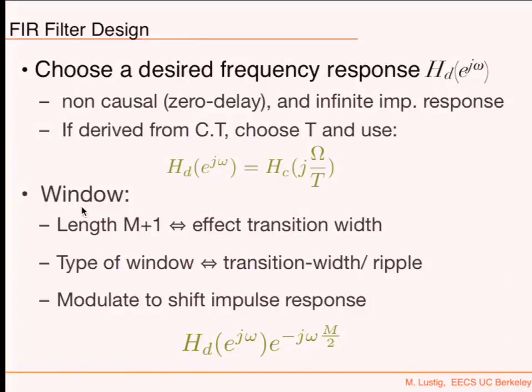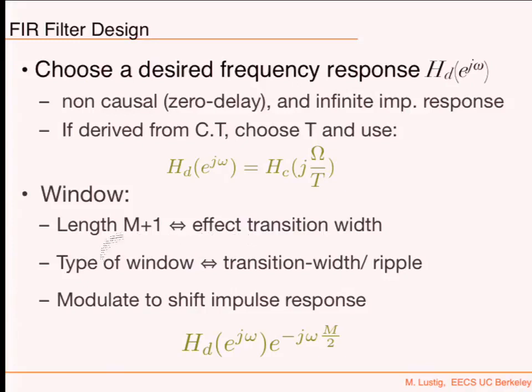So now what I need to do is I have this desired response, right? And I can derive it from continuous time. I can relate it to how it is. Then I'm going to pick the length of it, and the length is going to be M plus 1. So I'm going to pick an M, and the number of taps is going to be M plus 1. That will affect the transition width of the filter.